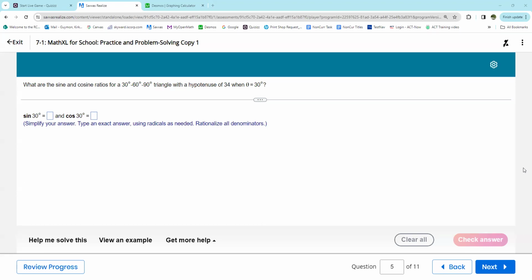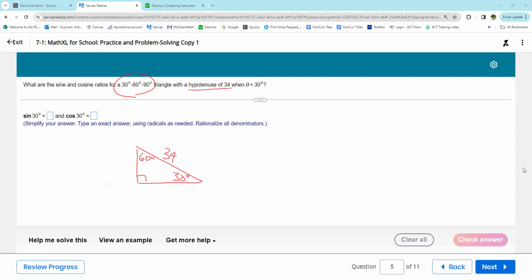Working in Sabbath Algebra 2 with a special triangle here. Lesson 7-1, the fifth problem I've asked you to work on here. And what we're doing is we have a 30, 60, 90 triangle. So 30 for the smaller angle, 60 for the larger of the non-right. And it says that the hypotenuse is 34.